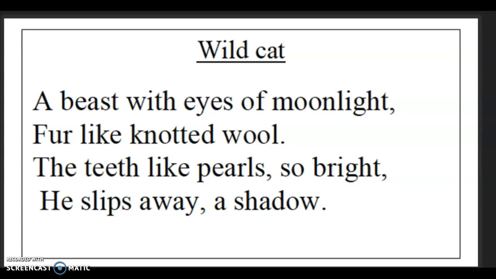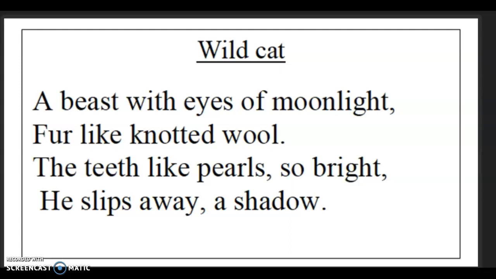So let's look at that first line together, a beast with eyes of moonlight. Now, I don't see the words like or as, unlike the other poem, but I do notice that it's comparing the cat's eyes to moonlight. So that must be a metaphor. It's still comparing two items, and it allows me to see the cat's eyes as really bright like the moon, but it doesn't use that word like or as.